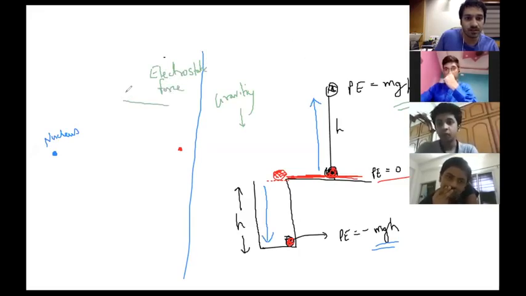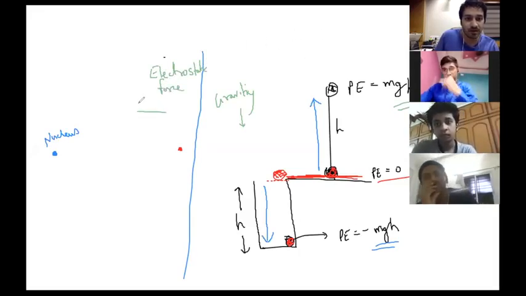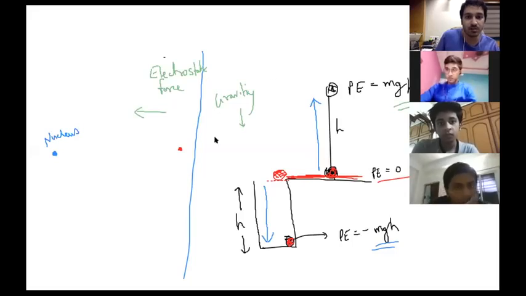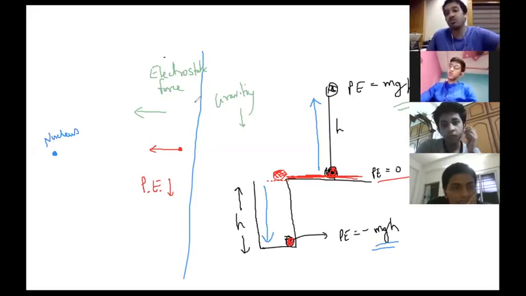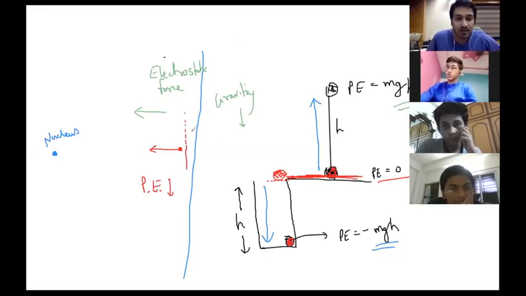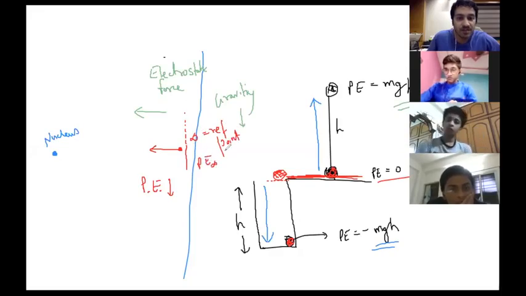Electrostatic force is in this direction, towards the nucleus, right? Now, if I start moving my electron towards the nucleus, what will happen to potential energy? Decrease. Potential energy will decrease. Now, when it comes to atoms, what are we choosing as the 0 point? Infinity, right? Infinity is our reference point. And this potential energy at infinity is 0.